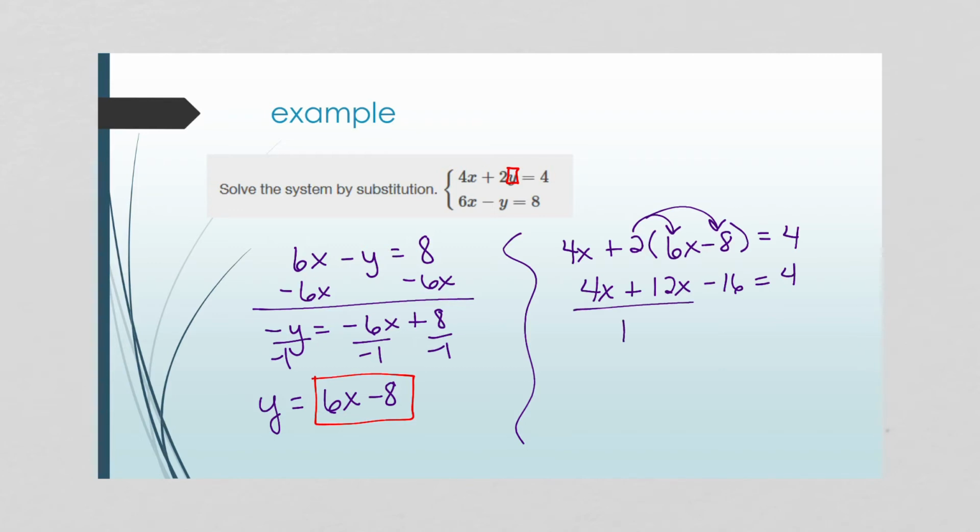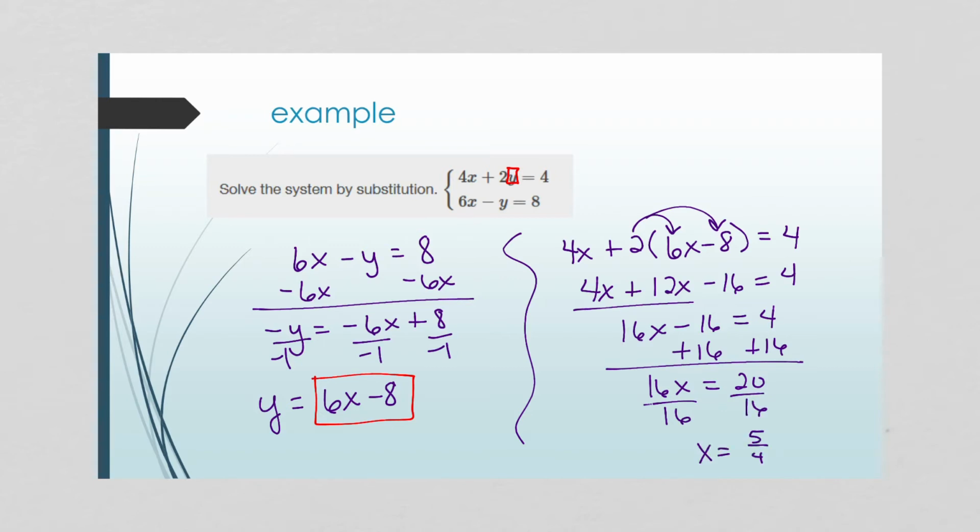Combine my like terms. Move my constant over to the other side. And divide by 16. So x is equal to 5/4. And that's okay. It's okay to have a fraction as an answer. It just kind of makes it kind of a pain in the rear to find the other one.